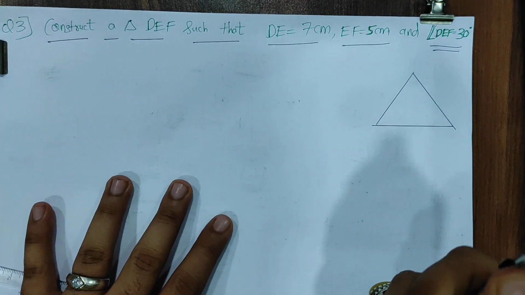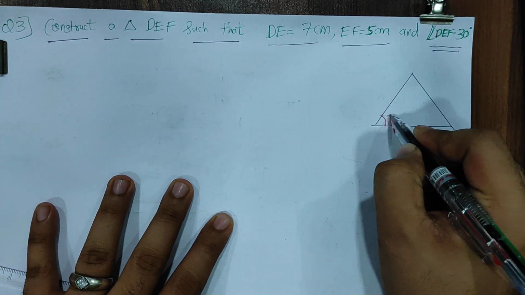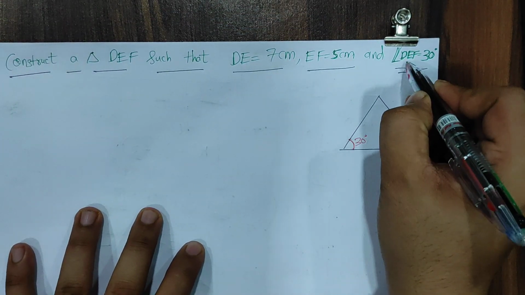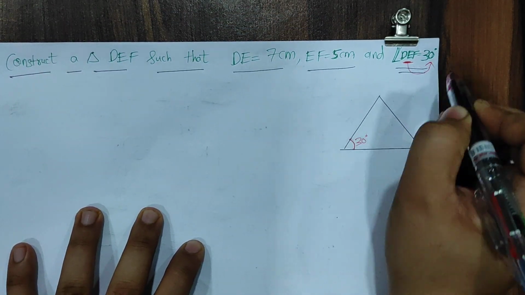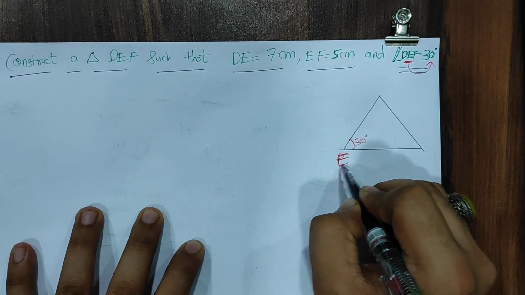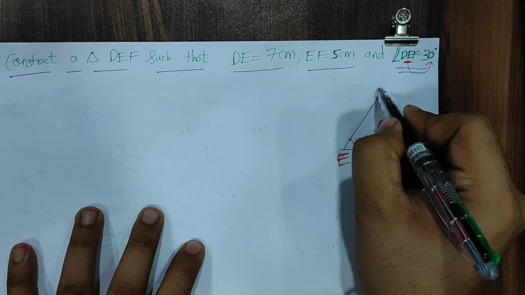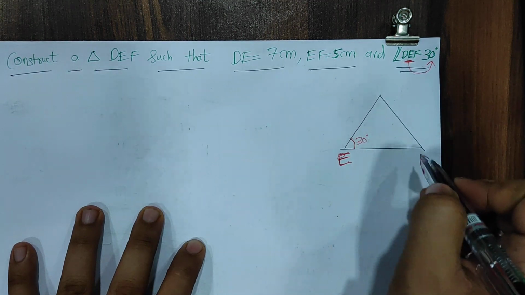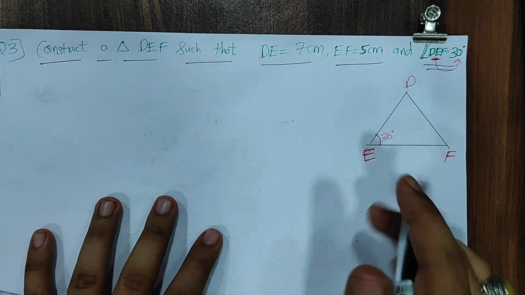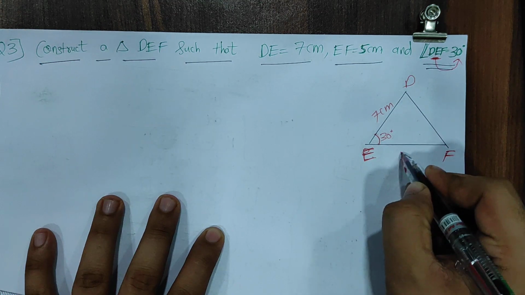Always make sure that whatever angle is given should be at the base. So let me say that this angle, for example, is 30 degree because it's given 30 degree. It's DEF, so basically the center angle is E, and angle E is 30 degrees. That's the reason I'll write E here. This is my E, because the center point name is important. Now I can write D here and F here, or F here and D here, but I'll write D here and F here. It becomes DEF. And now I know DE is 7 centimeter and EF is 5 centimeter.